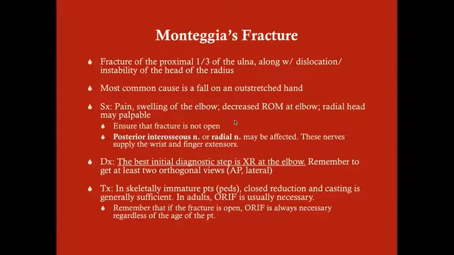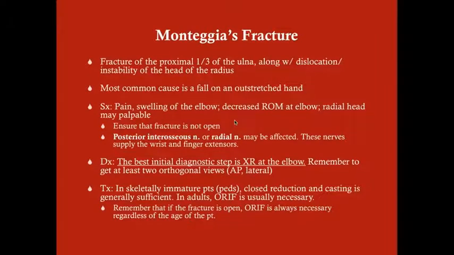So think of the posterior compartment of the forearm. And so there's really two nerves, the radial nerve and then the posterior interosseous nerve, which travels in between the radius and the ulna. The posterior interosseous nerve is actually a branch of the radial nerve.